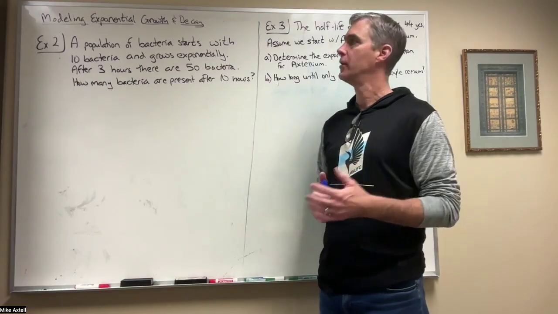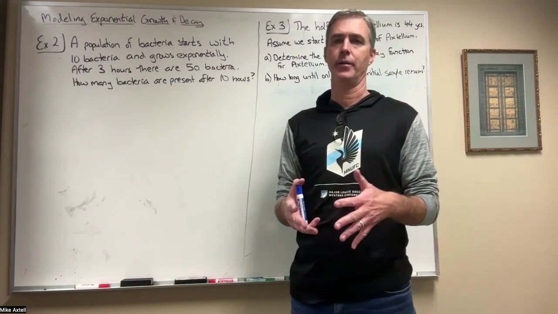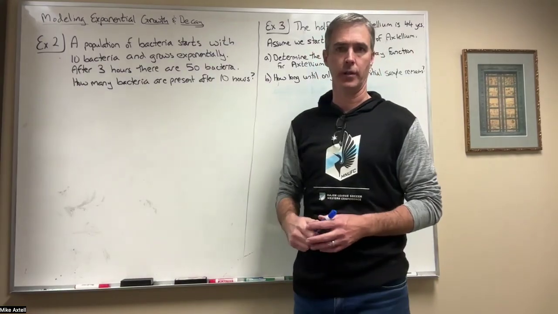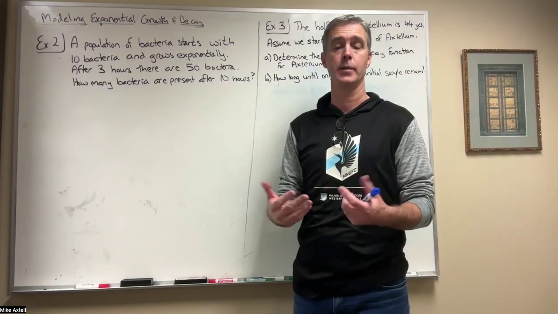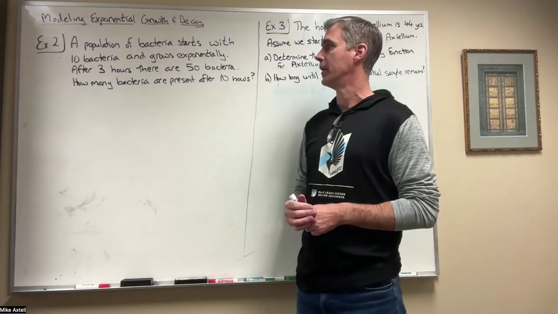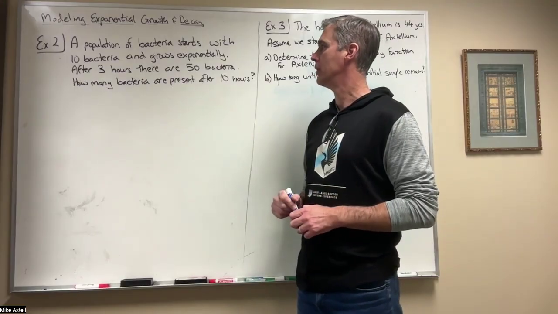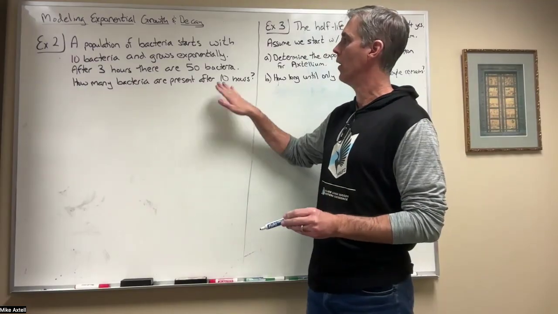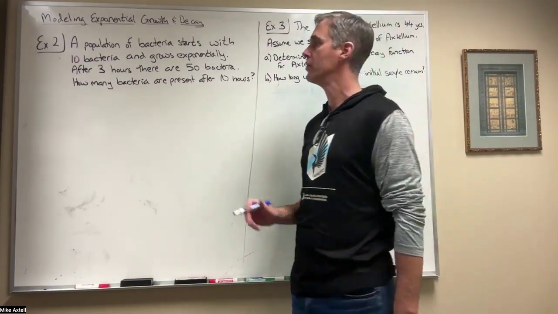A population of bacteria starts with 10 bacteria cells, and it grows exponentially, right? So it's important to know that it grows exponentially, not linearly. After 3 hours, there are 50 bacteria. The question is, how many bacteria are present after 10 hours?